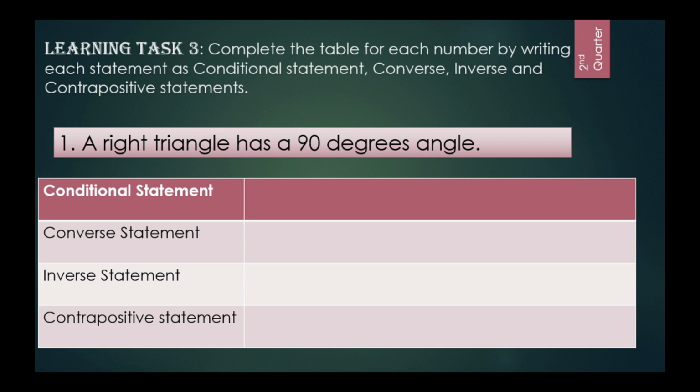For your learning task number 3, you're going to complete the table katulad ng ginawa natin sa example for each number by writing the statement as conditional, converse, inverse, and contrapositive statements. So yun lang, pupunuan nyo lang yan sa papel. Number 1, a right triangle has a 90 degrees angle. Ano kaya ang kanyang conditional, converse, inverse, at contrapositive?